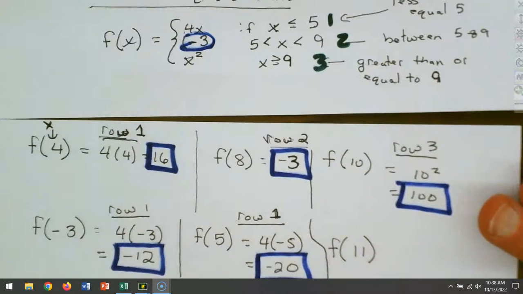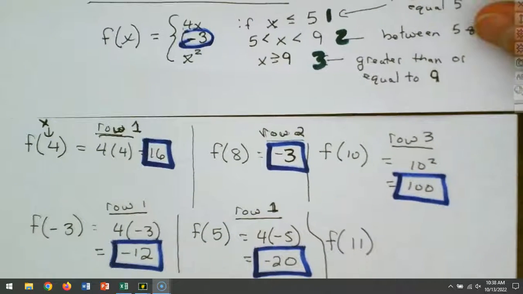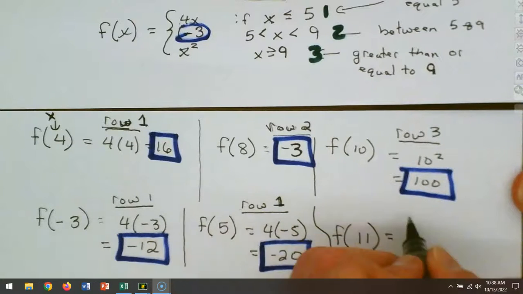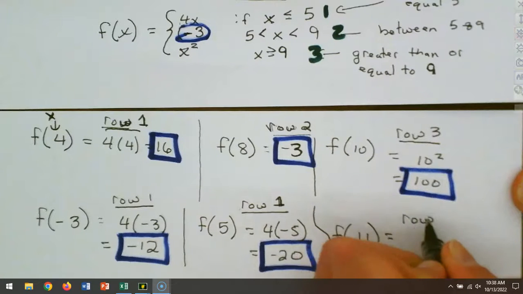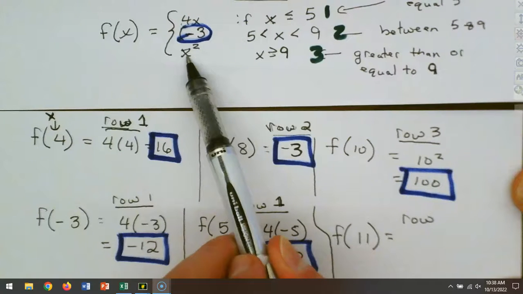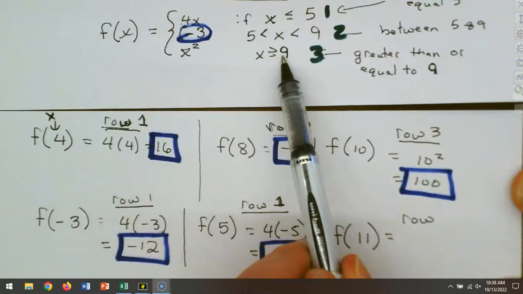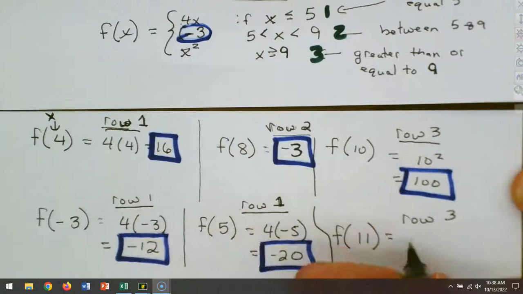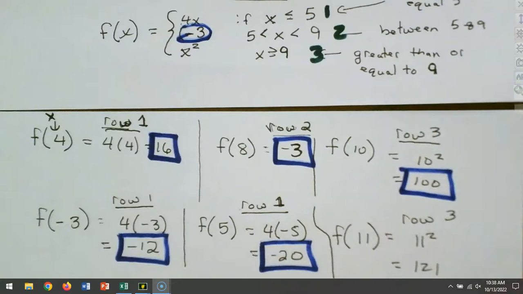What about f of 11? Which row would this one fall under? Okay, it's definitely going to fall under row 3. Why row 3? Because it's greater than what? 9. So that's row 3. And what would that be? 11 squared, which is then what? 121.